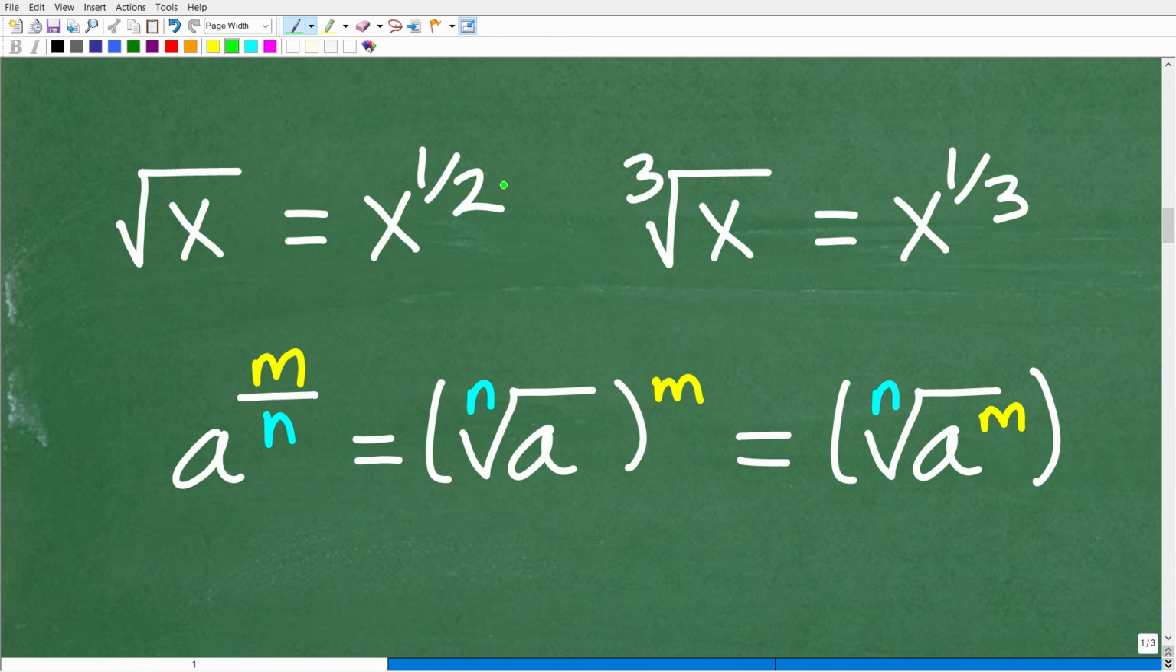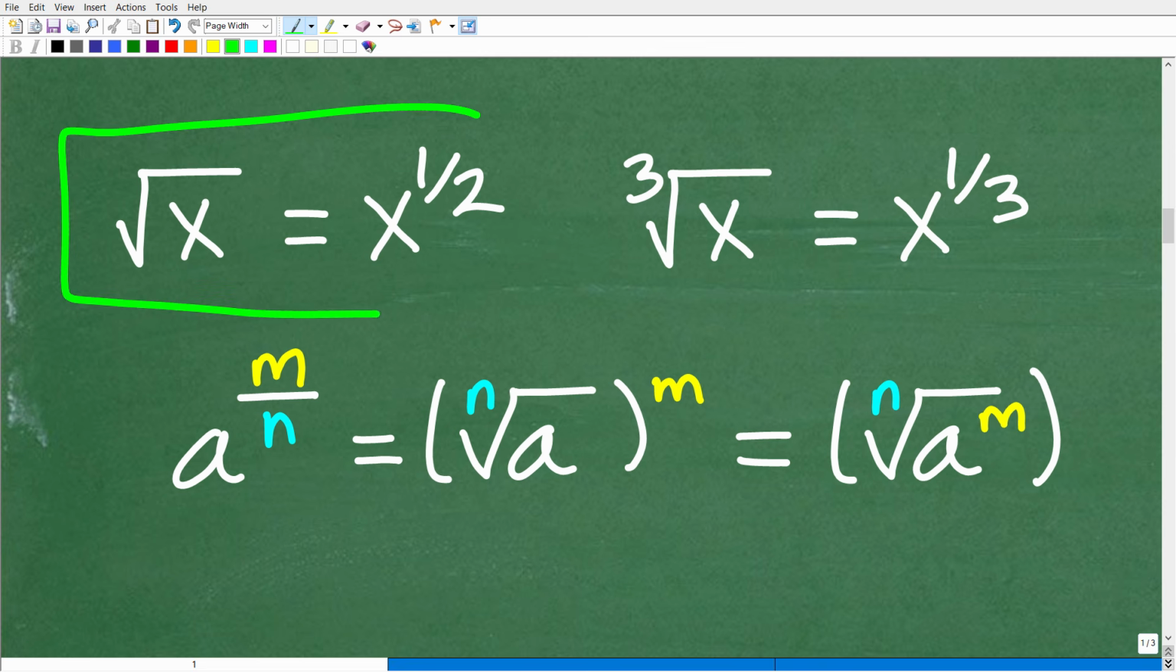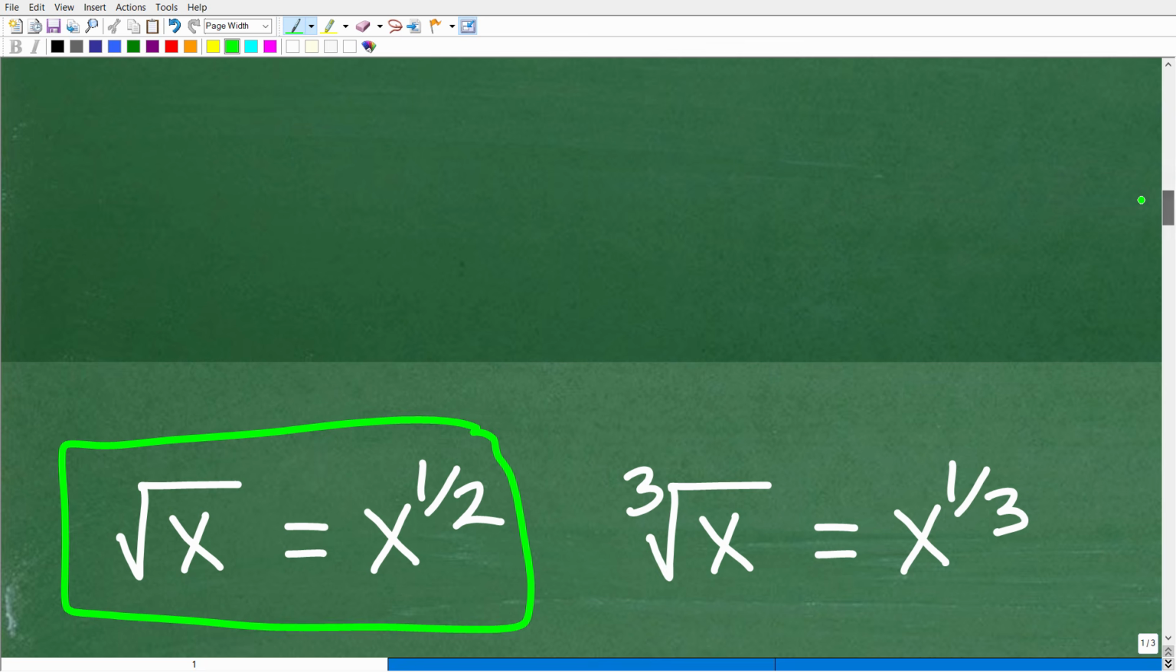Again, something like this, x to the 1/2 power. This is a rational exponent. So every rational exponent has an equivalent radical expression that we can write. So let's just review real quick the square root of x. Well, if you didn't know, the square root of x is equal to the same thing as x to the 1/2 power. In other words, let's write the square root of 4.